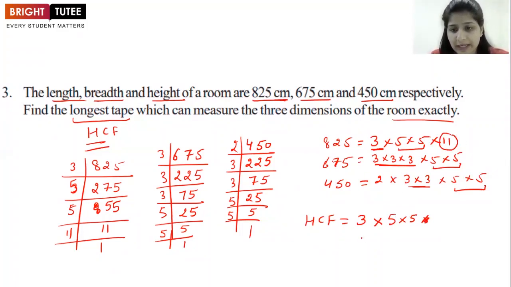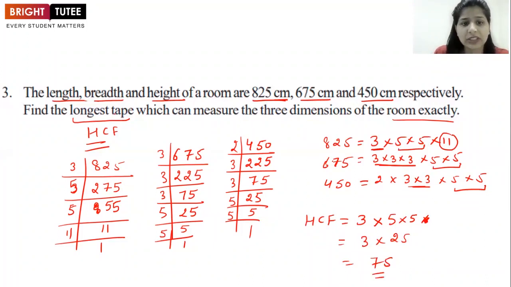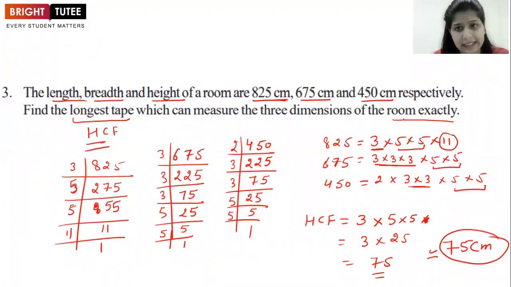So just multiply 3 into 5 into 5, which is 75. So what is the answer? 75. So the longest tape will be of 75 centimeter length. This is the length of the tape. So you need this to measure the 3 dimensions of the room exactly. Clear? Exactly means when you measure it, it is going to come a certain number of times, like 5 times, 7 times, something will come up. Particularly, it will be a complete number.